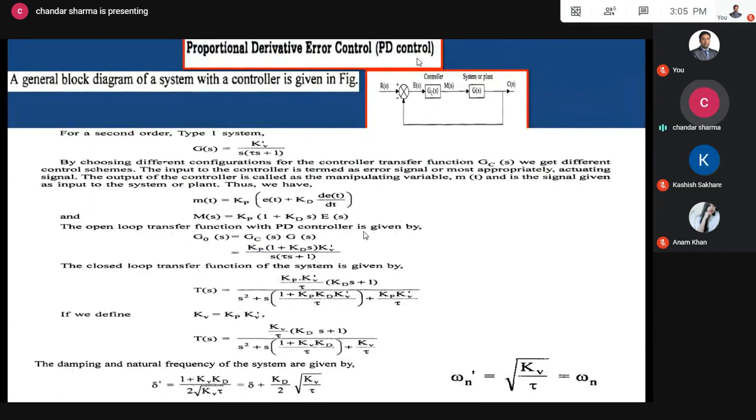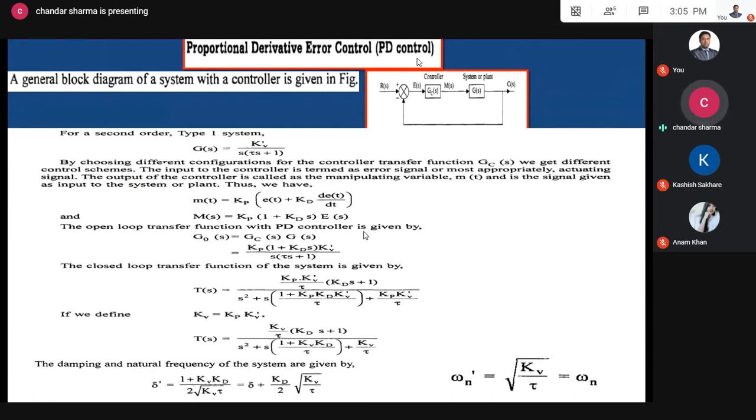The first is the proportional derivative error controller, also called a PD controller. The use of PD controller is to improve the damping ratio, that is, to increase the damping ratio value. And if I increase the value of damping ratio zeta, then of course settling time is reduced, and maximum overshoot is also reduced. So for a second order type 1 system, suppose our G(s) is K'v by s(Ts plus 1).